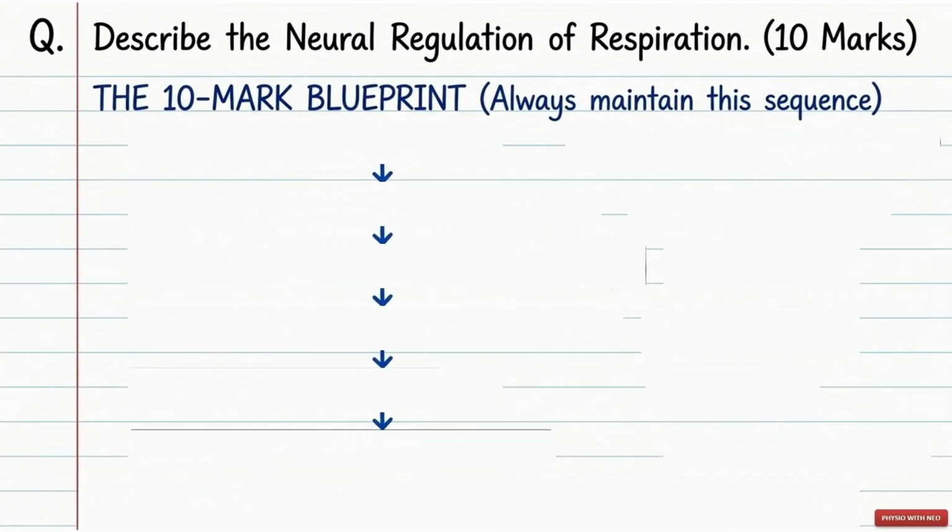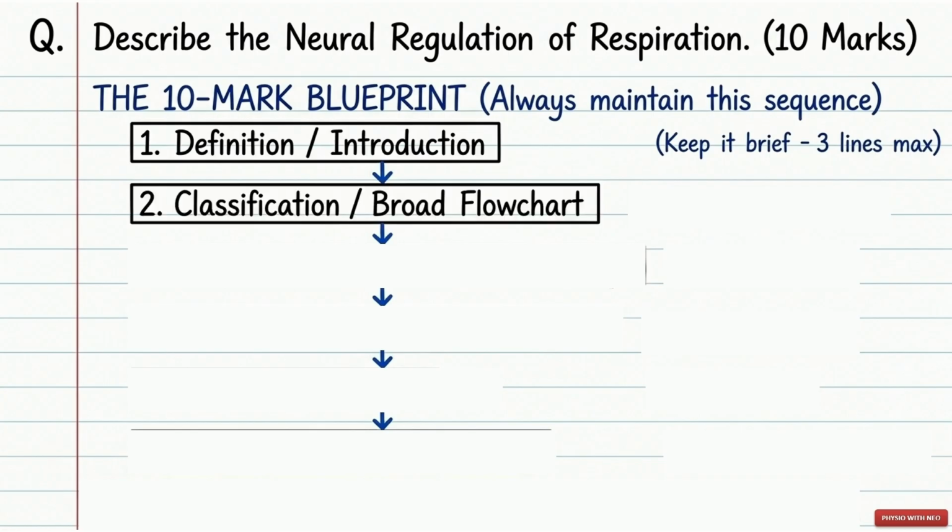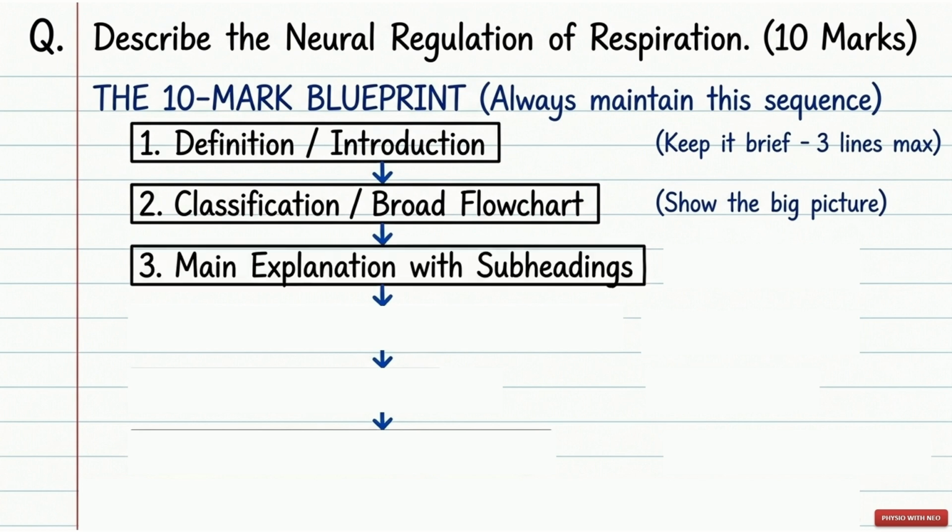For all long essay questions, follow this 10-mark blueprint. Always maintain this sequence. First, definition and introduction. For this, keep it brief, maximum 3 lines you can write. Next, classification and broad flowchart. Show the big picture in the beginning of the answer only. And main explanation with subheadings.